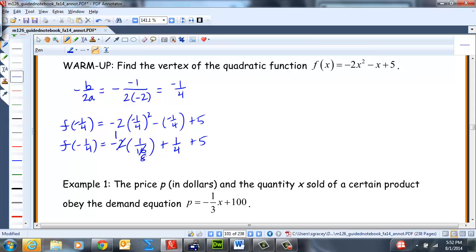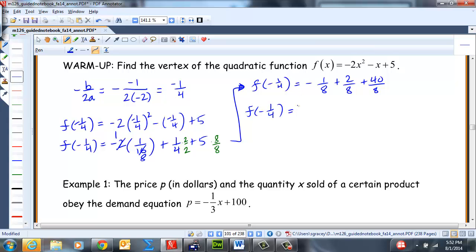This 2 divides out some of the 16. So we have an LCD of 8. So if I multiply the 4 by 2 over 2 and 5 by 8 over 8, we will have f at negative 1/4 will be negative 1/8 plus 2/8 plus 40/8. And our end result for the y coordinate will be 41/8. So the vertex will be at negative 1/4, 41/8.